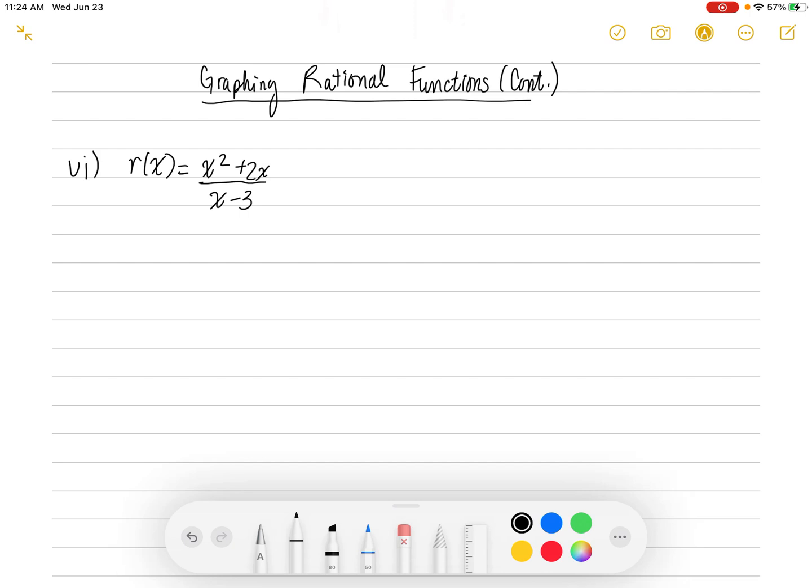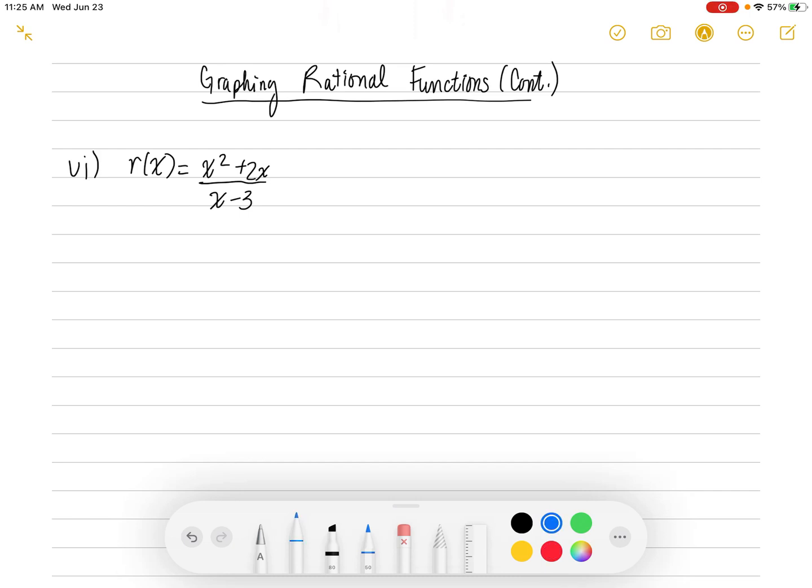So I want to make sure I get at least 2 more examples in of graphing rational functions where the degree of the top is bigger than the degree of the bottom. We haven't graphed any of these yet, so these are a little different. Remember, when the degree of the top is bigger than the degree of the bottom, there's not a horizontal asymptote.